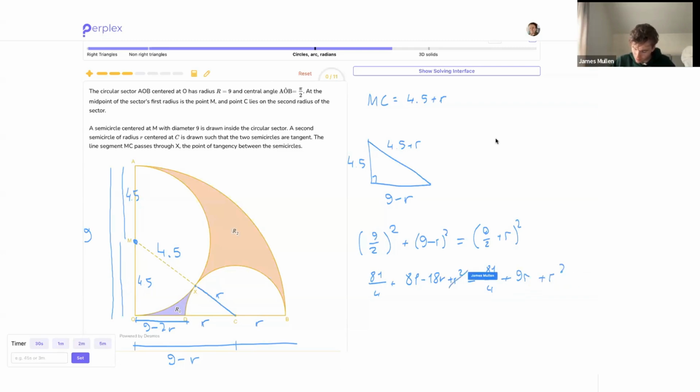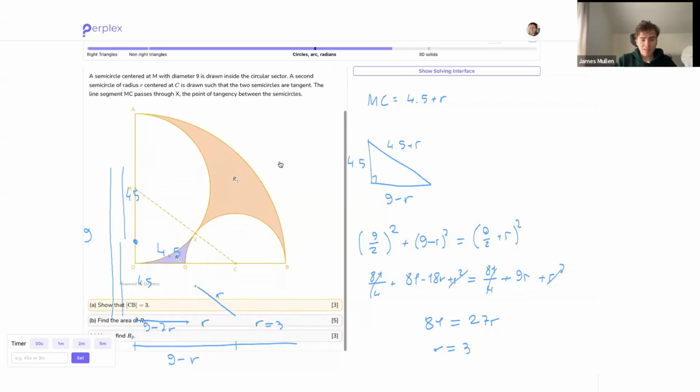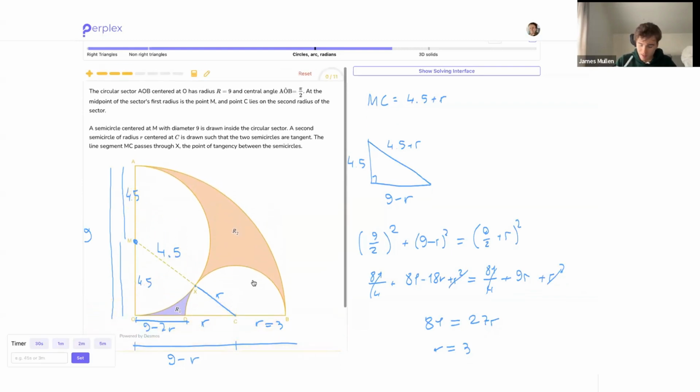Right, R squared cancels on both sides. So does 81 over 4. And I'm left with 9R on the right and negative 18R. So I move everything to one side. 81 is equal to 27R, which means that R is equal to 3. So now I know that that's 3. All right. And maybe it was worth actually figuring out what the question was asking us for. The question is asking us, first part, to show that CB is equal to 3. So we've actually done that. That is perfect. We've answered part A.